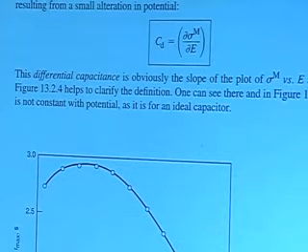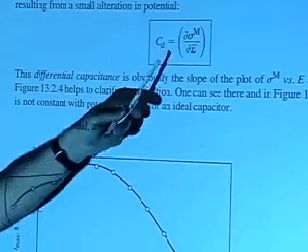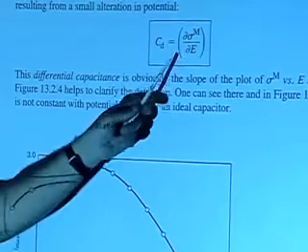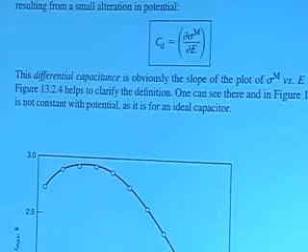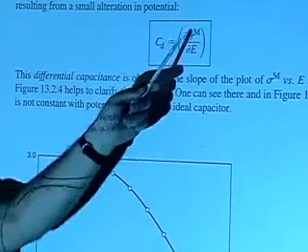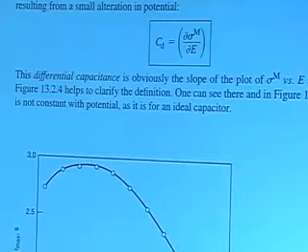So this just says that C is Q over V, or in fact, for a small change in V, that the differential capacitance delta C is delta Q over delta V. In our case, delta V, the voltage, is the electrochemical potential, the electrode difference. And delta Q, the charge, is this charge density per unit area on the electrode.